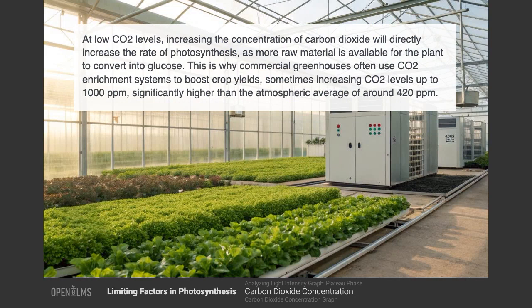At low CO2 levels, increasing the concentration of carbon dioxide will directly increase the rate of photosynthesis, as more raw material is available for the plant to convert into glucose. This is why commercial greenhouses often use CO2 enrichment systems to boost crop yields, sometimes increasing CO2 levels up to 1000 ppm, significantly higher than the atmospheric average of around 420 ppm.